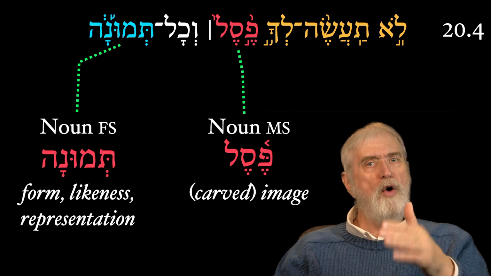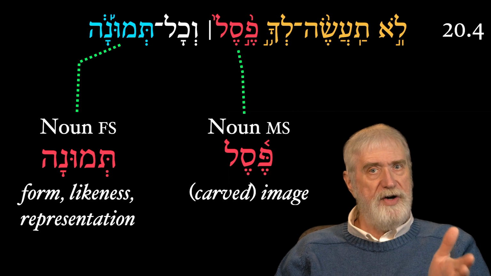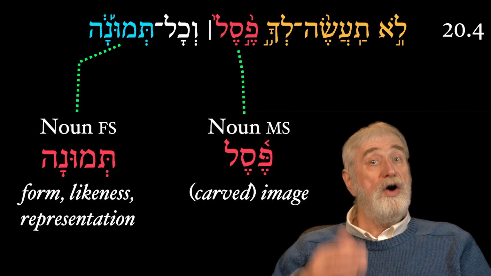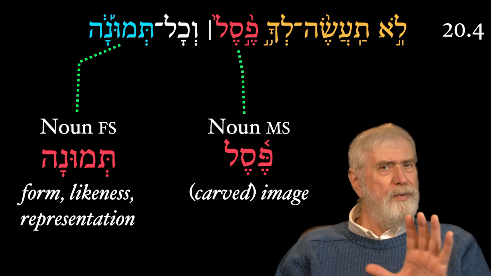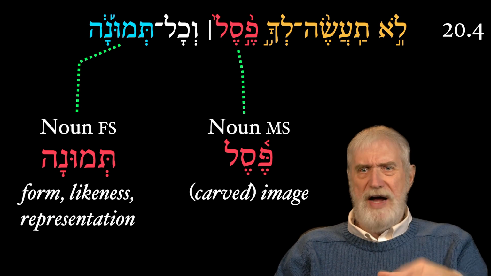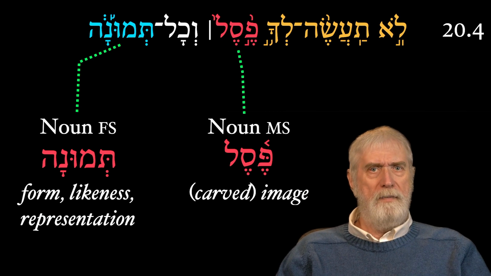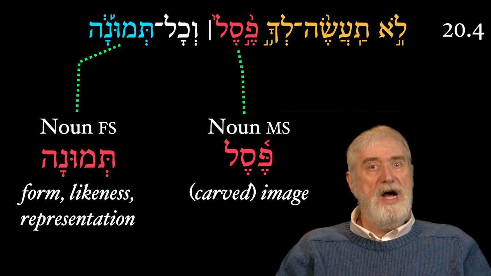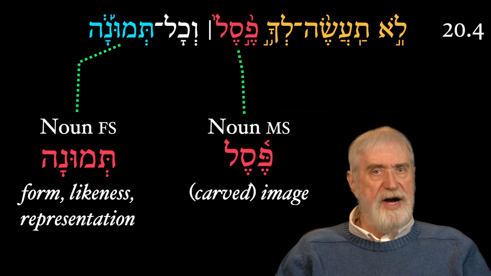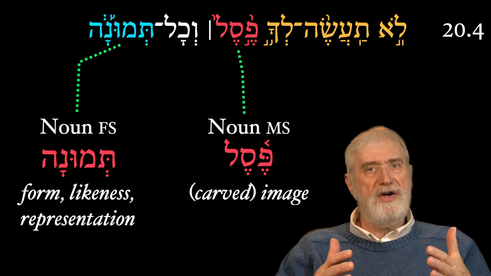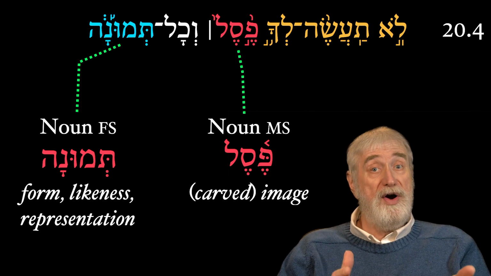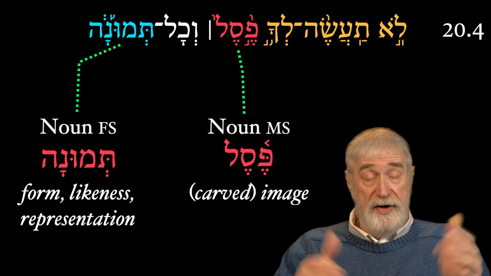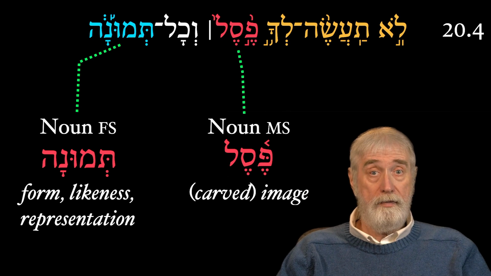So while it's perfectly fine to translate the word pesel as a carved image, we wouldn't want to overemphasize the carved part. In this case, the point is simply that it's an image, a physical representation that serves as the manifestation of the presence of a deity to receive the worship of the people.